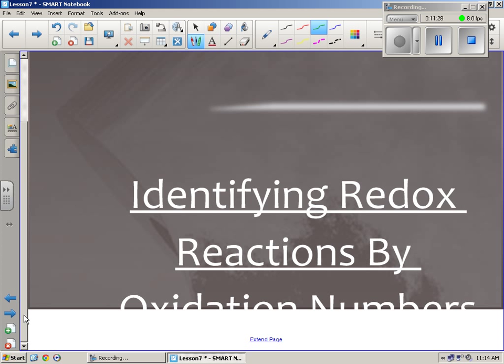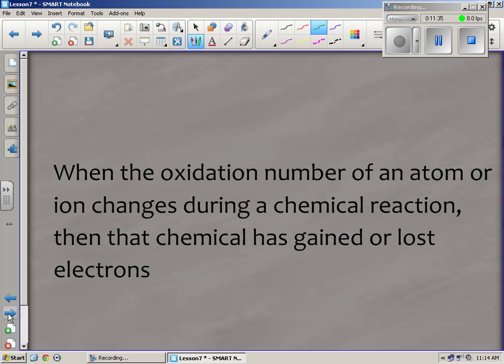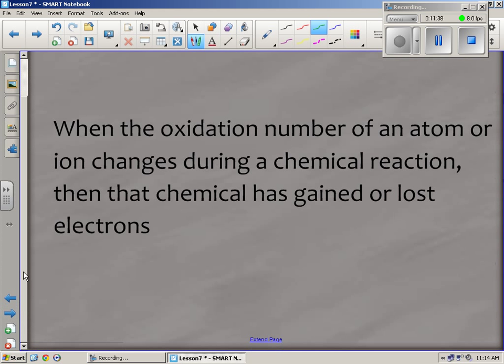It says basically identifying redox reactions by oxidation numbers. So this is what we're going to lead into tomorrow a little bit. This is the first introduction. When the oxidation number of an atom or ion changes during a chemical reaction, then obviously that chemical has gained or lost electrons. If it's gained or lost, guess what? You probably have a redox reaction.